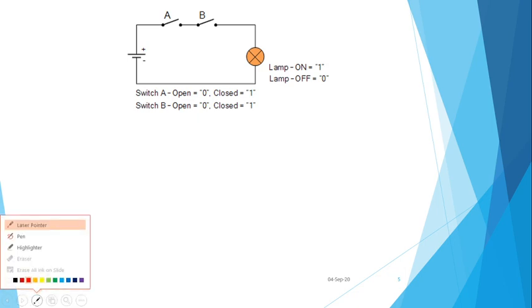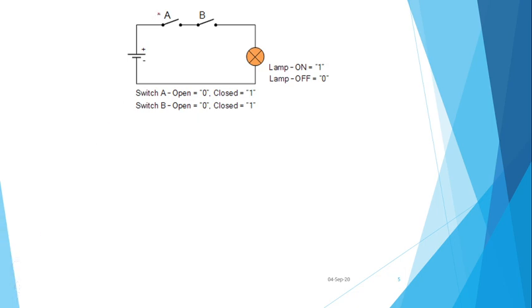And you can recall this, right? If both the switches are open, there is no current flow and this lamp is off. This lamp is off, so output is 0. When any one of the switches is open, still your output is 0, right?